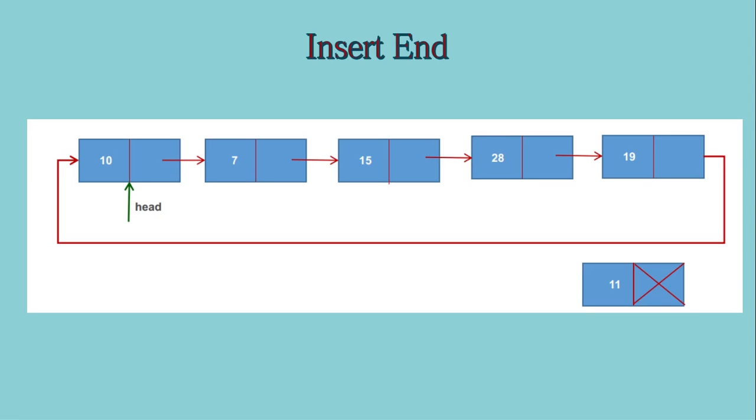Hi everybody, in this video we are going to discuss how we can perform insert at the end in a circular linked list. So first we will be discussing the case when the list is empty. When the list is empty and you have got a new node like this, then we have to make the next part of the new node point to itself, because the concept of a circular linked list says that the next part of the last node should contain the address of the first node. When there is only one node, that is the first node and that is the last node as well.